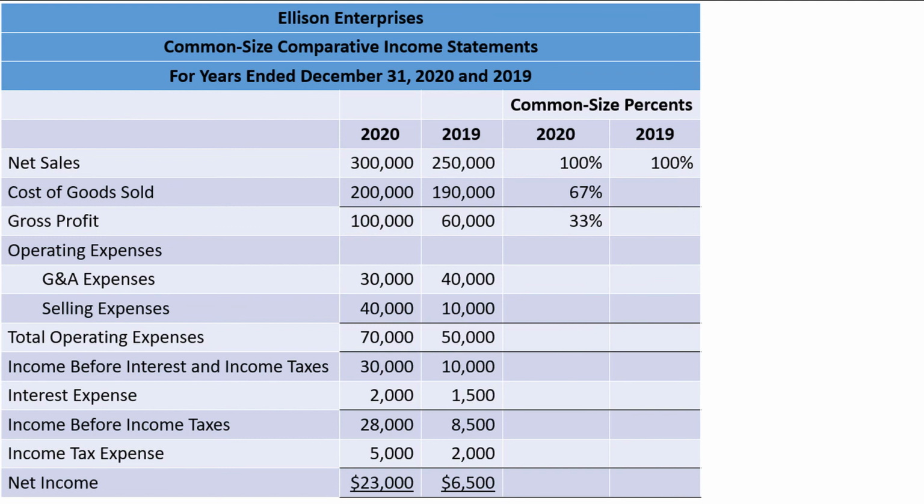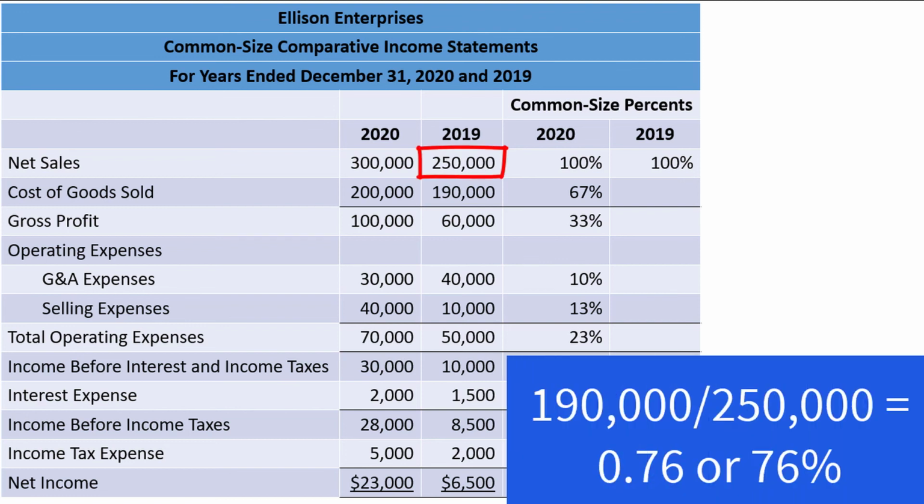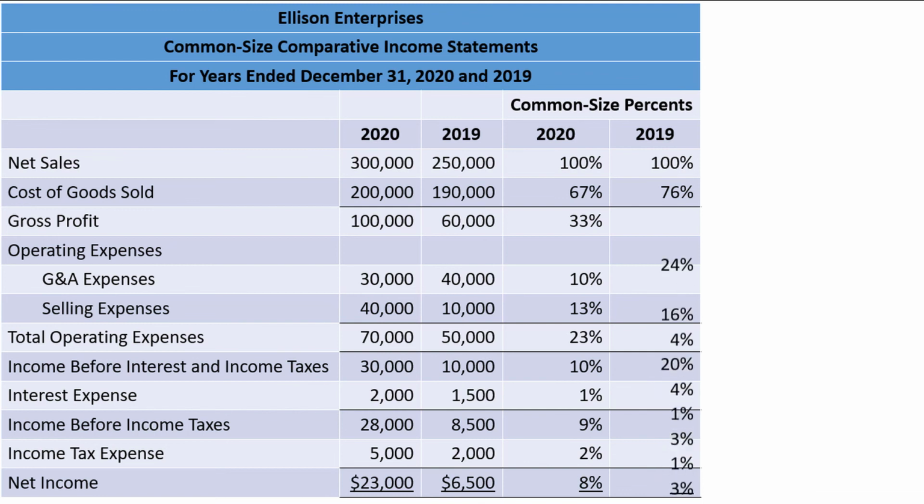Continuing with the same process for the remaining items in 2020 and rounding to the nearest percentage, we get these common size percentages. We are just taking each value and dividing by the net sales. 2019 is no different, except we will be dividing by the 2019 net sales. So $190,000 divided by $250,000 gives us 76% for cost of goods sold. The remaining common size percents are showing now.